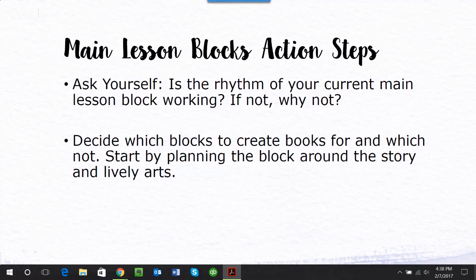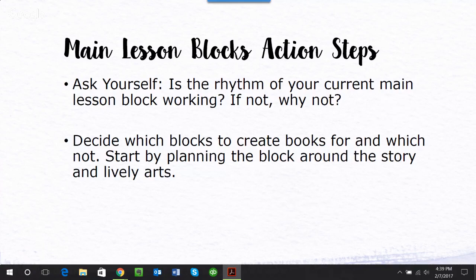I think it's just really nice to mix it up some, because if you end up homeschooling for 8 years and every single year you're following this main lesson block rhythm or format and making main lesson books, that's a lot of main lesson books, and it can get kind of dry. So I think it's good to mix them up.